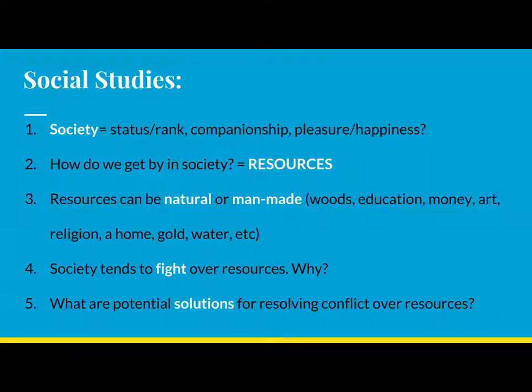Resources could be natural, like the sunlight or water or gold. Those are all natural resources. Or they could be man-made, like our homes or our business or money or our education. Those are all man-made resources. And then we look at this idea that society tends to fight over resources and who gets to use them and why this happens. And then finally, we look at what are potential solutions for resolving conflict over resources. So this is really the framework for social studies that we'll be using in this class.